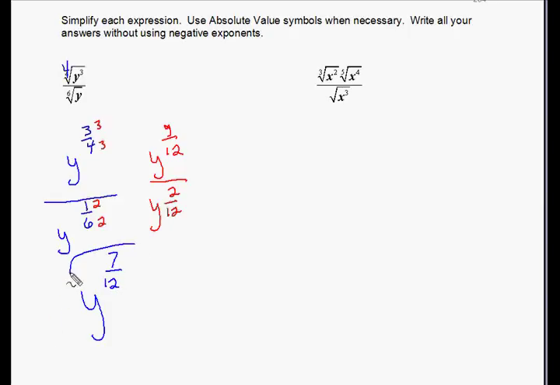And that's a positive exponent, and that's pretty good. We don't need to change this back to a radical. If you'd like to, you can. Since this fraction doesn't reduce, we're done.